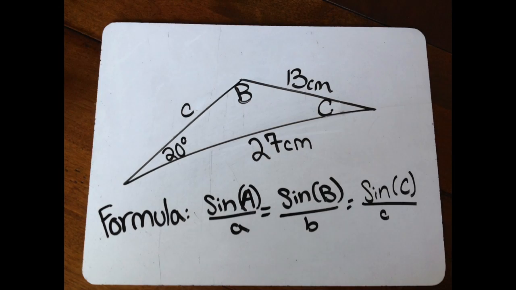Let's go ahead and start out with an example. In this obtuse triangle, we know angle A, which is 20 degrees, since angles B and C are already present. We also know side A, since it is directly opposite from angle A, which is 13 centimeters, and side B, because it is directly opposite from angle B, which is 27 centimeters. This is enough information to use the formula to find the rest of the angles and side lengths.